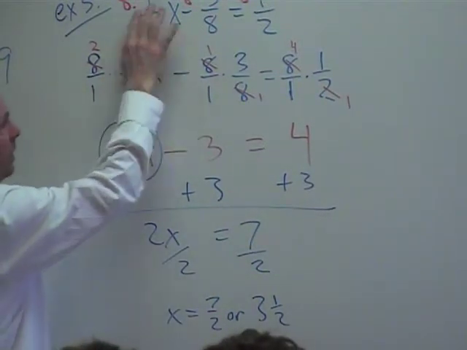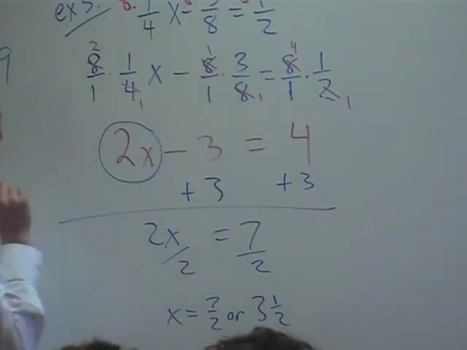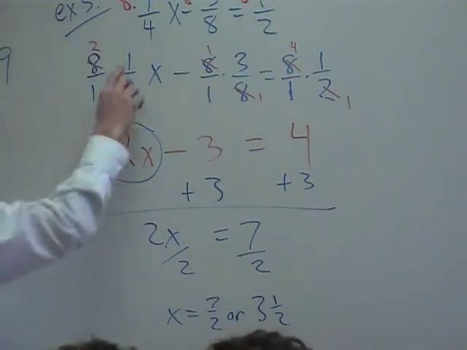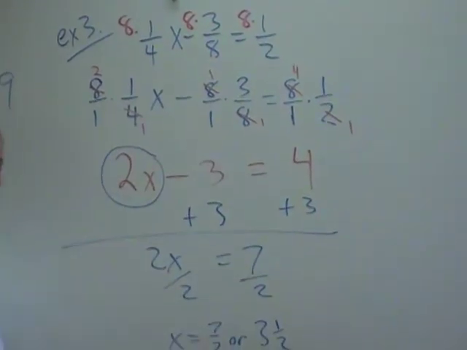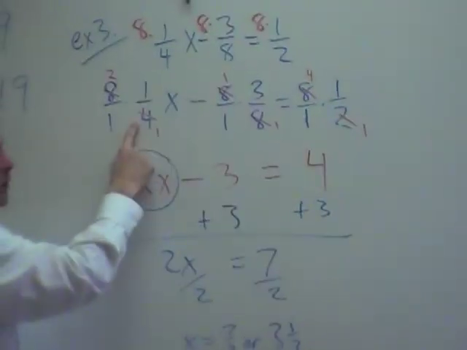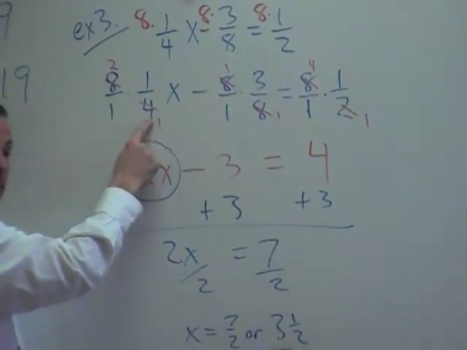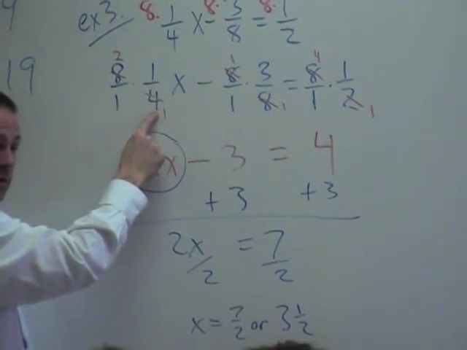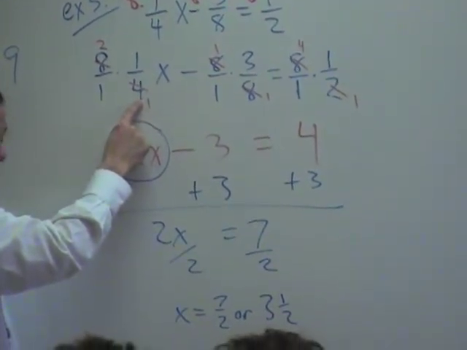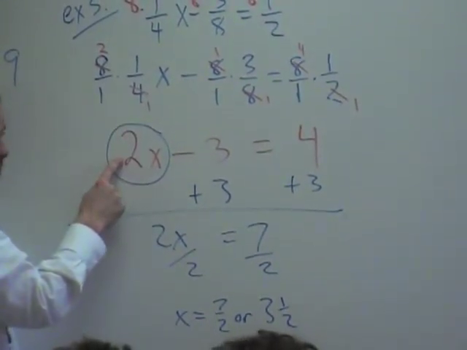Okay, so you understand why I picked 8 for multiplying? Okay, the rule is when you multiply in an equation, you gotta multiply every term. That's a term, that's a term, and that's a term. So I've multiplied each of those by 8. Now, 8 over 1 times 1 over 4 is 8 over 4, which reduces to 2. That's where the 2 came from.